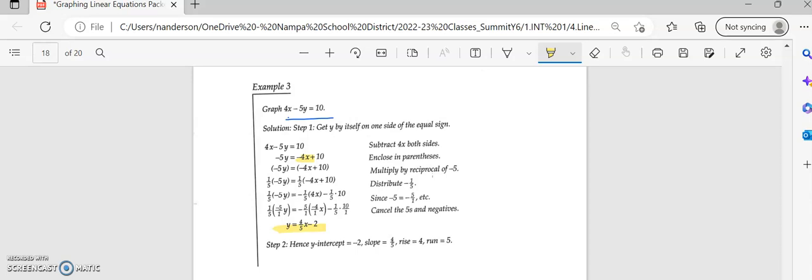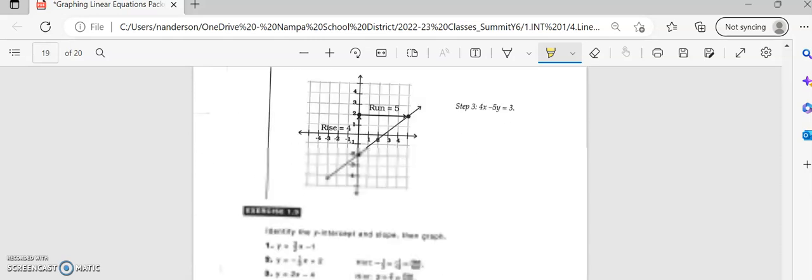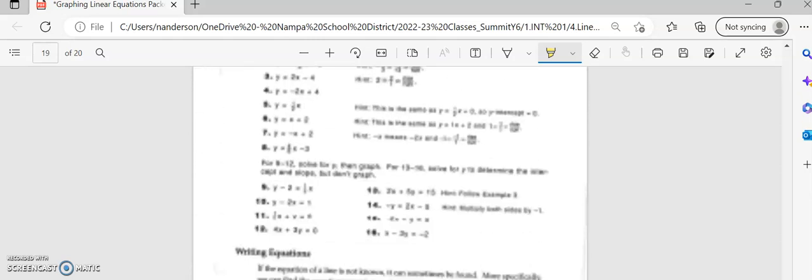The y-intercept is negative 2. The slope is rise of 4, run of 5, and we can graph our line that we can see on the rest of it. And you will be doing the same on exercise 1.9 on the provided paper.